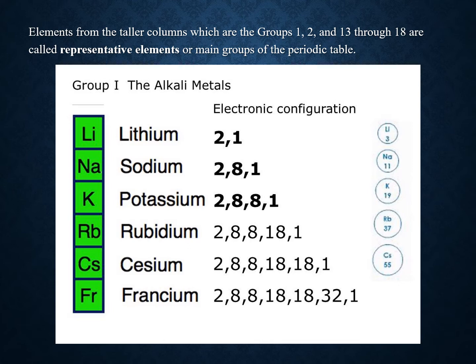So group 1 here, for example, is the alkali metals again. So you have lithium, sodium, potassium, rubidium, cesium, and francium. It also shows the electronic configuration. Of course, you're going to learn this in another lesson, especially for the higher grade level. So this is for you to be familiar with and to learn first the groups, the names, like those elements that belong to this kind of group.